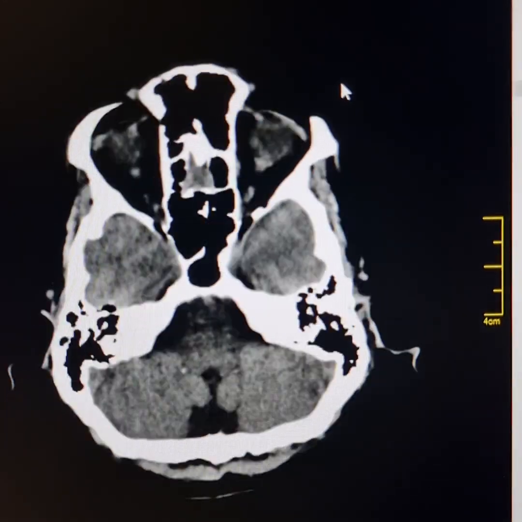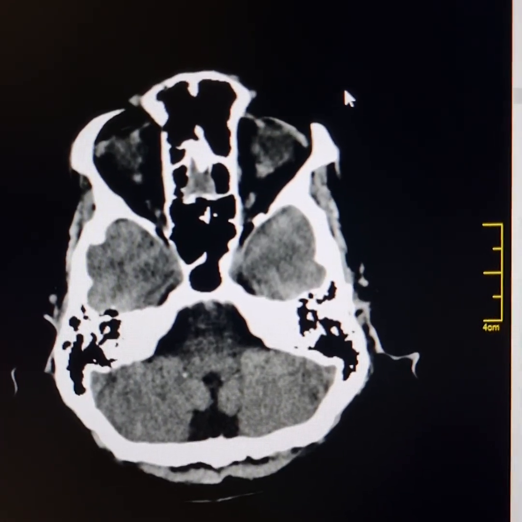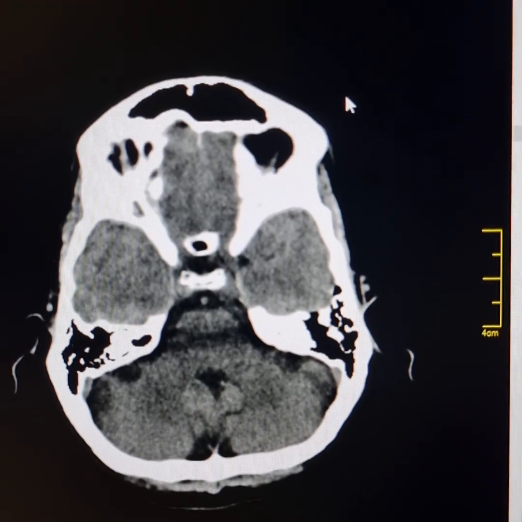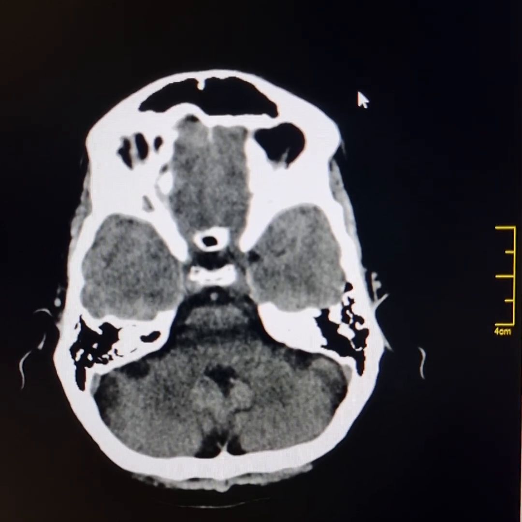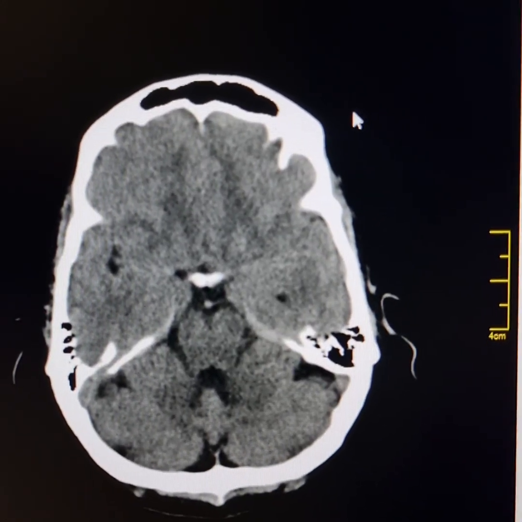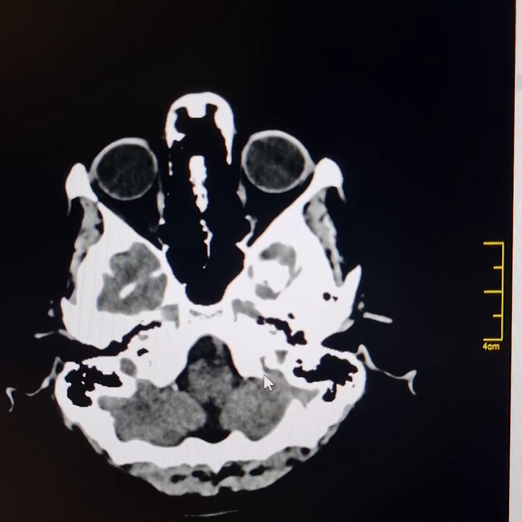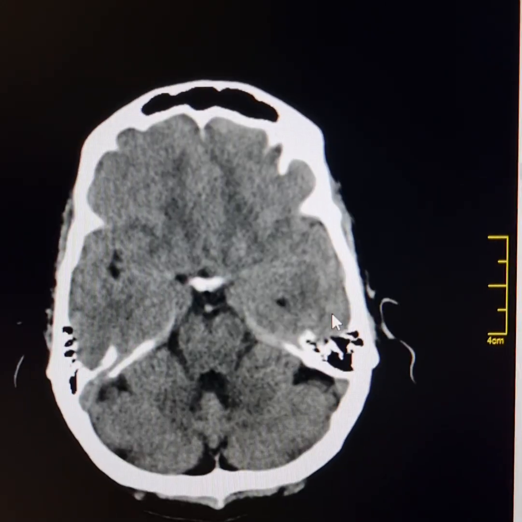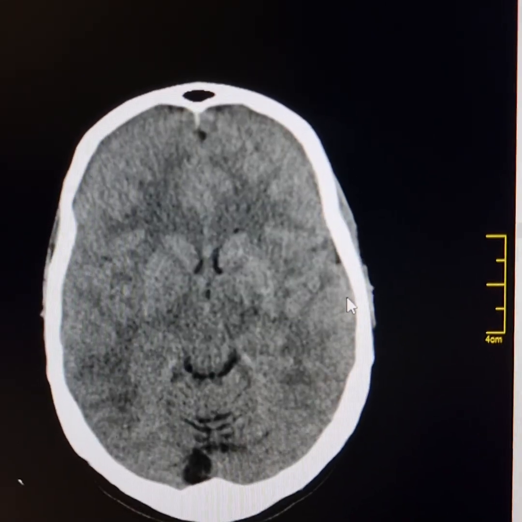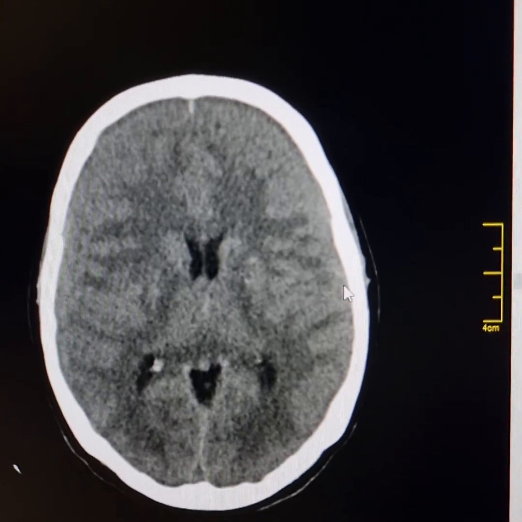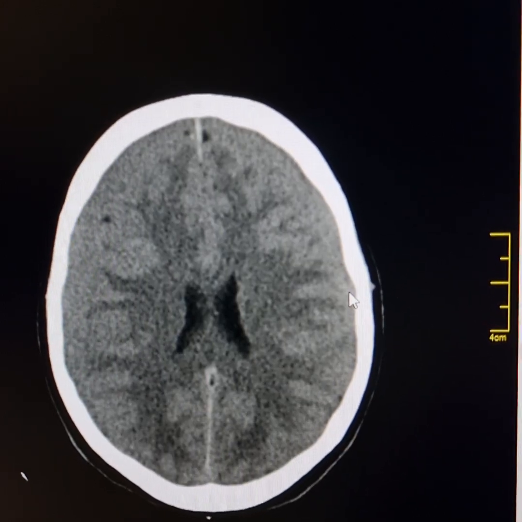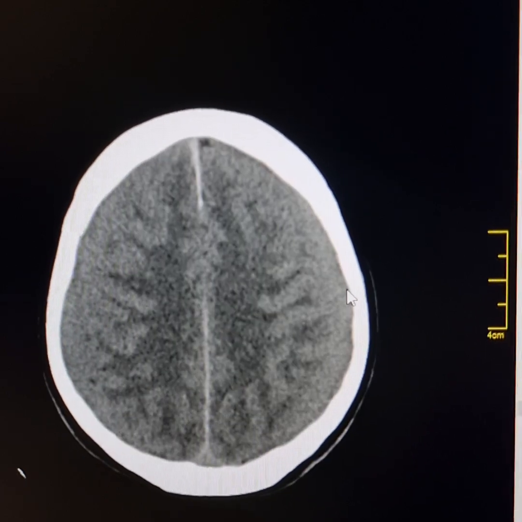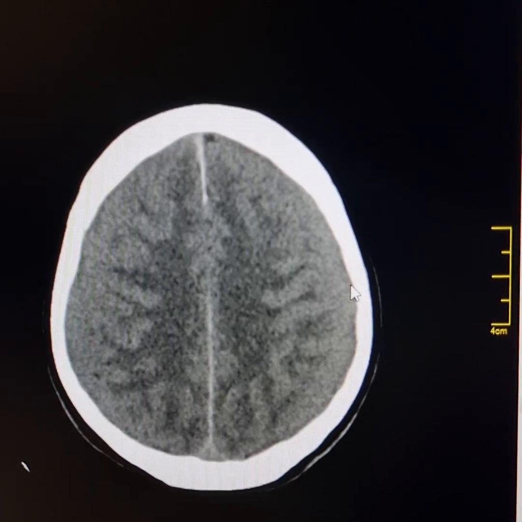This is a plain CT scan of a 68-year-old male who presented with acute and very severe headache accompanied by vomiting. Now please observe that there is mild cerebellar atrophy, which is quite normal for the age. But as we go up, you find that the sulci are effaced and both the lateral ventricles are narrowed.